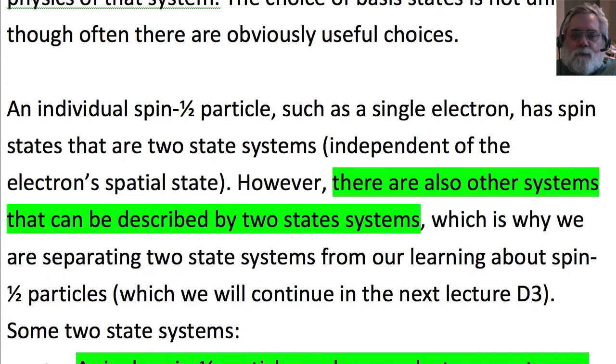An individual spin 1/2 particle, such as a single electron, has spin states that are two-state systems, independent of the electron spatial state. However, there are also other systems that can be described by two-state systems, which is why we're separating two-state systems from our learning about spin 1/2 particles, which we will continue in the next lecture, D3.